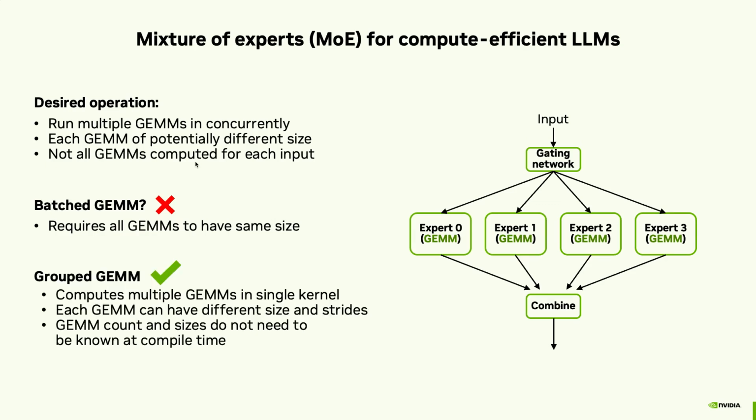In contrast, CUTLASS's group GEMM is a good fit for this type of workload. Group GEMM involves computing multiple GEMMs concurrently within a single kernel, in which each GEMM can have a distinct shape and stride from one another. And finally, in which the number of GEMMs and their parameters don't need to be known at compile time. They can change with every input that you pass in. Thus, group GEMM is a good fit for a mixture of experts model.